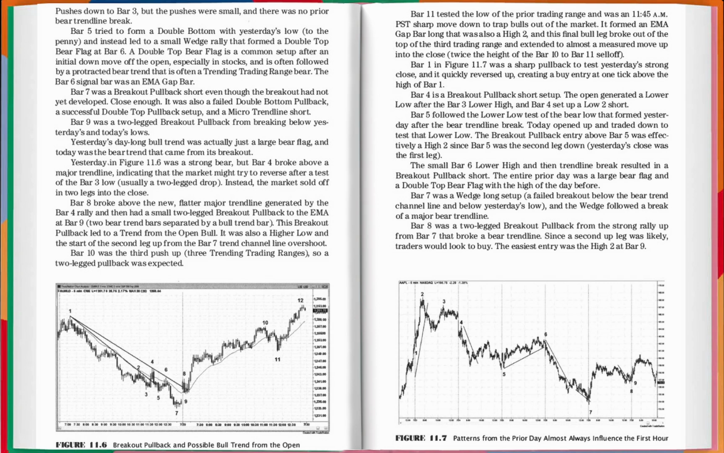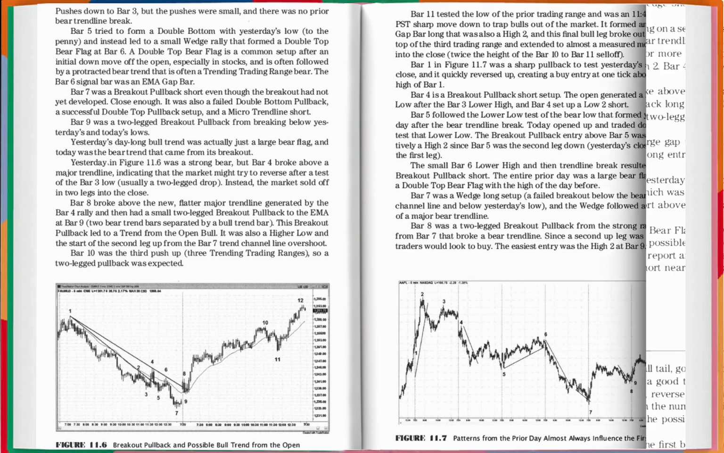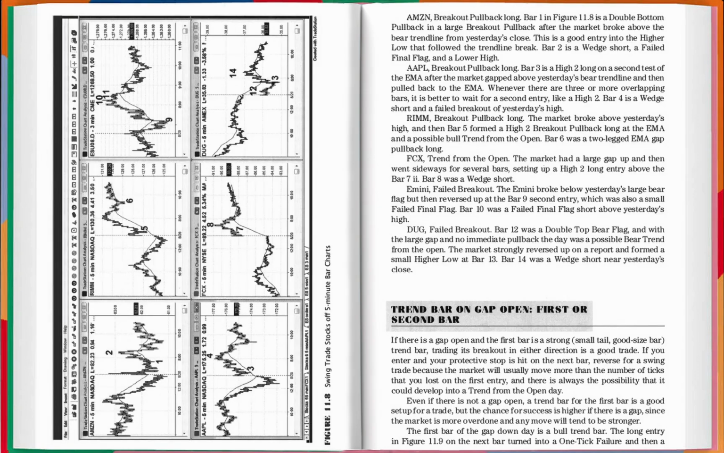Bar 7 was a wedge-long setup, a failed breakout below the bear trend channel line and below yesterday's low, and the wedge followed a break of a major bear trend line. Bar 8 was a two-legged breakout pullback from the strong rally up from bar 7 that broke a bear trend line. Since a second up leg was likely, traders would look to buy. The easiest entry was the high 2 at bar 9, a breakout pullback long.